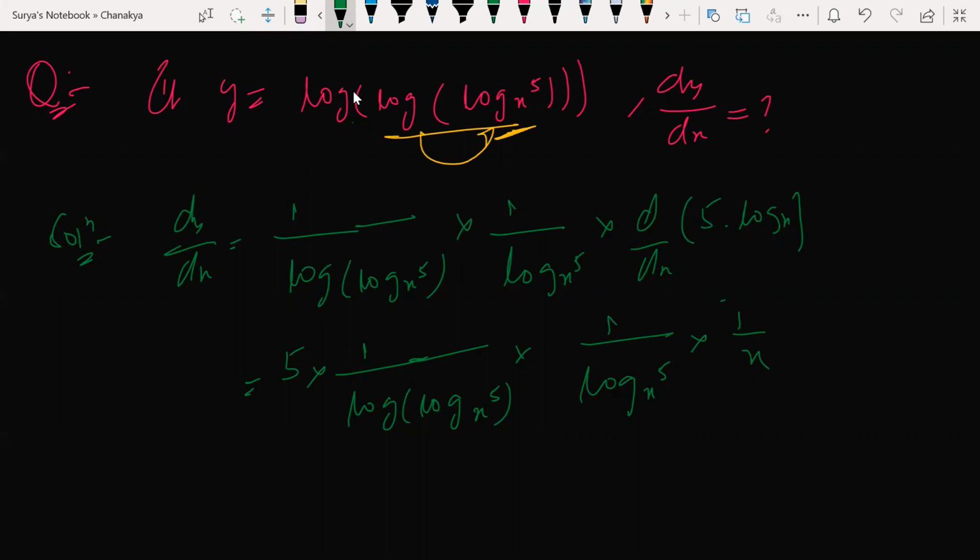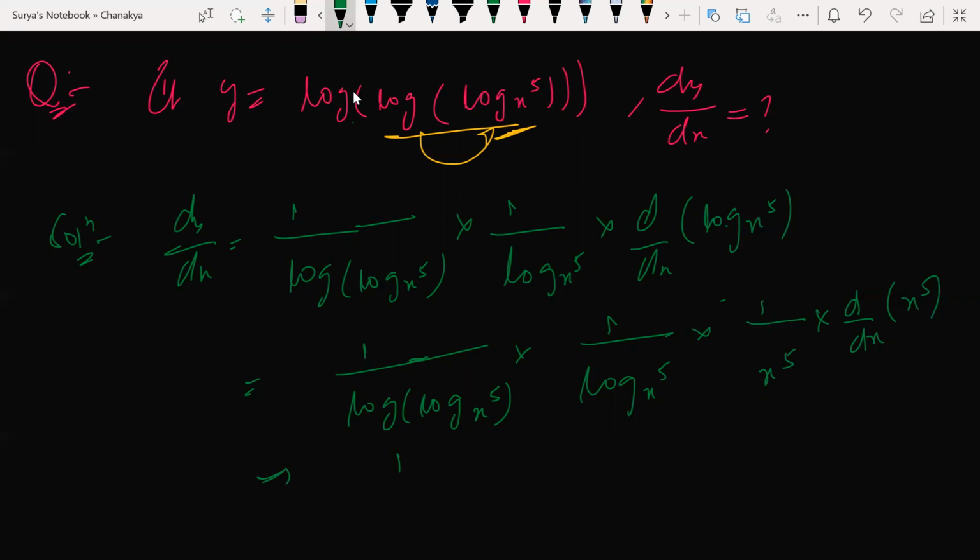So 5 by, again, what is the inner function here? I think this is x to the power of 5. So we'll do one thing. x to the power of 5. If you don't understand like that, I'll teach you. Okay. d by dx of log x is 1 by x. 1 by x is this, into d by dx of the inner function.